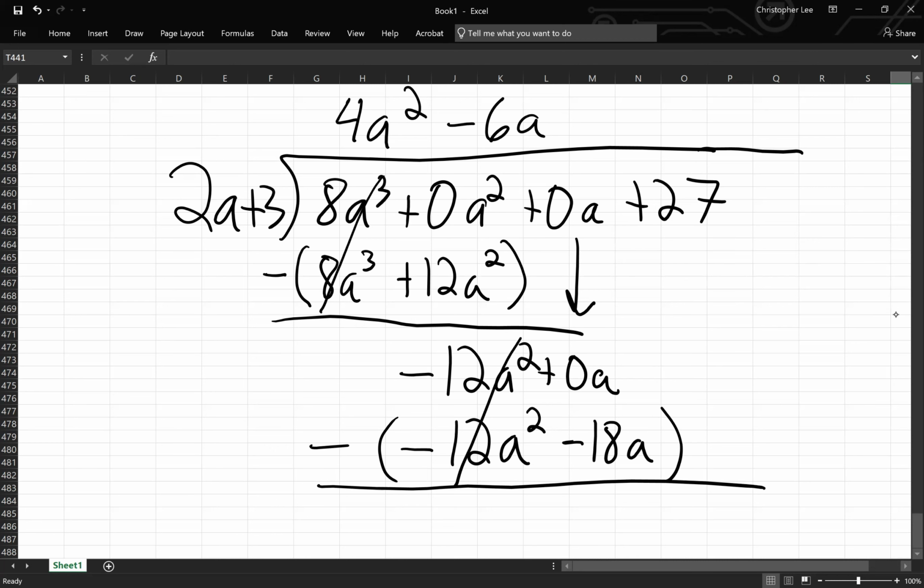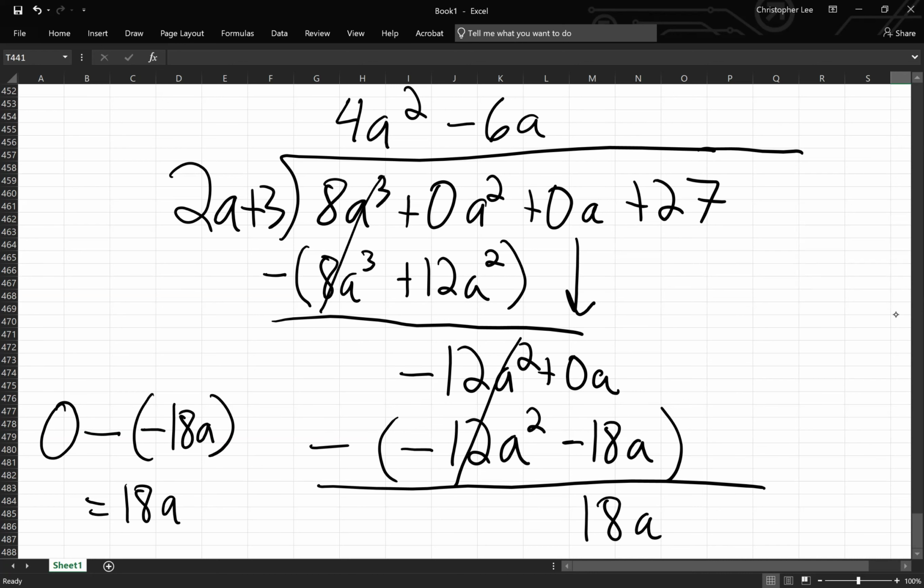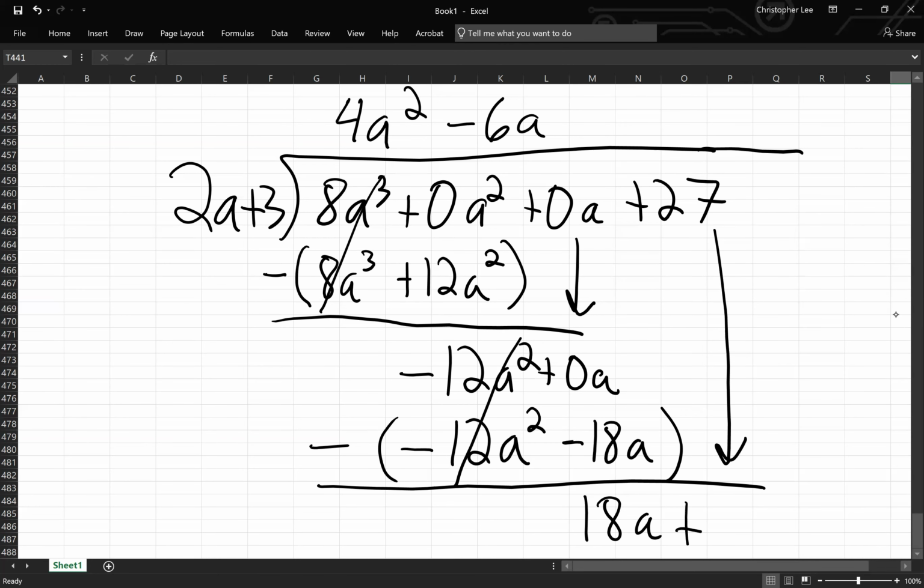0a minus negative 18a is what? 0 minus negative 18a. What is it? Positive 18a. I'm asking you, what is 0 minus negative 18a? Negative is positive, so that's just 18a. Anyway, bring down the next number. I got a plus 27 here.